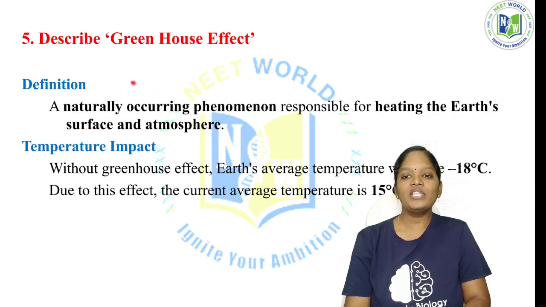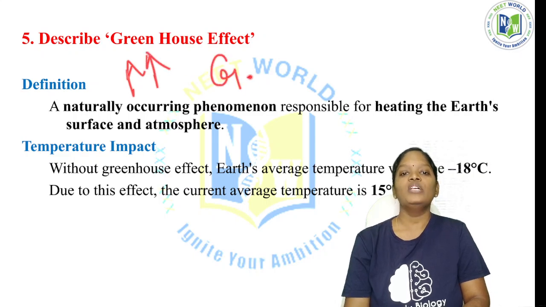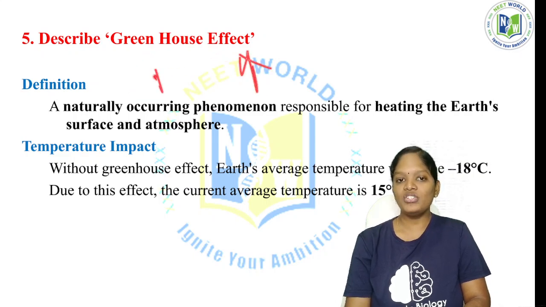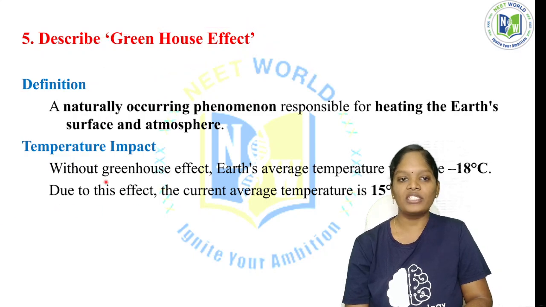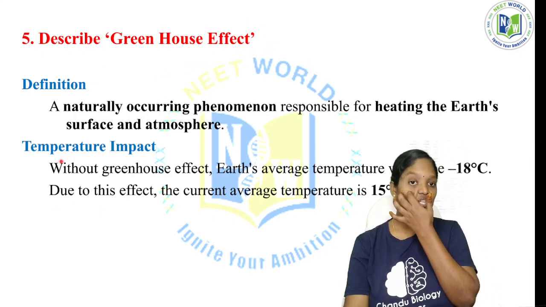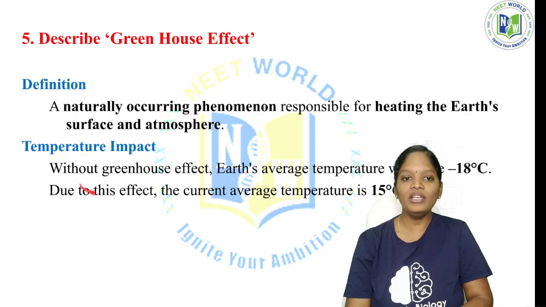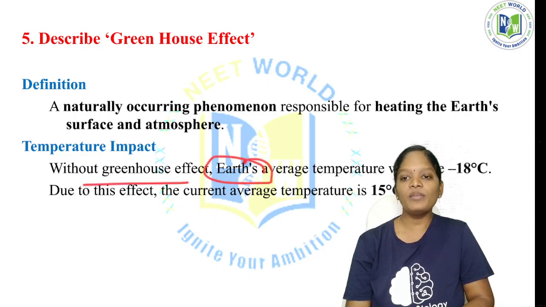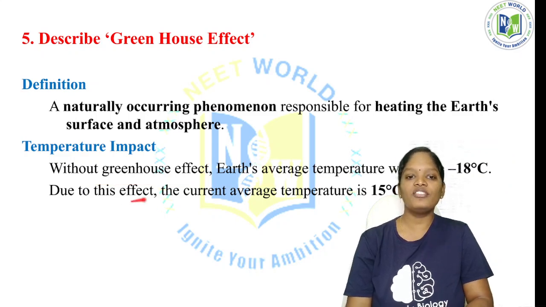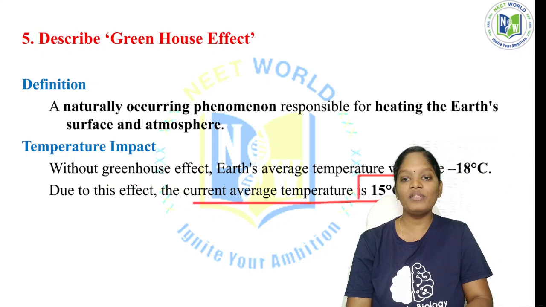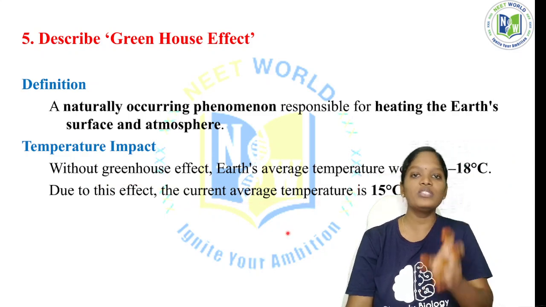Simply, the temperature of the Earth is getting higher. So this is what global warming is. As the temperature increases, it is called global warming. This global warming results in the greenhouse effect. Now, what will be the temperature impact? Without the greenhouse effect, Earth's average temperature would be minus 18 degrees Celsius. Due to the greenhouse effect, the current average temperature is 15 degrees Celsius. So this is the scenario.